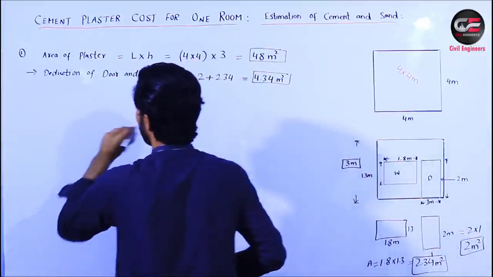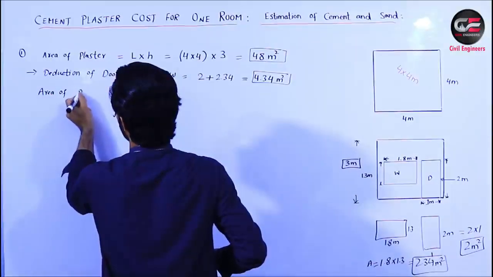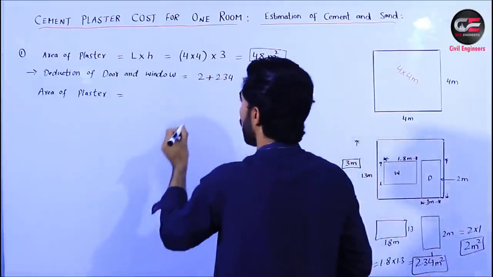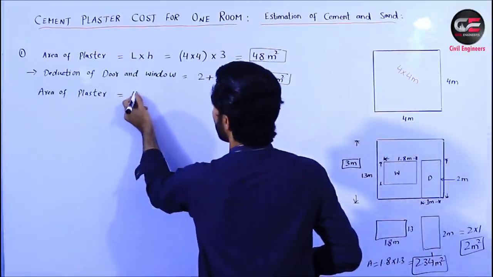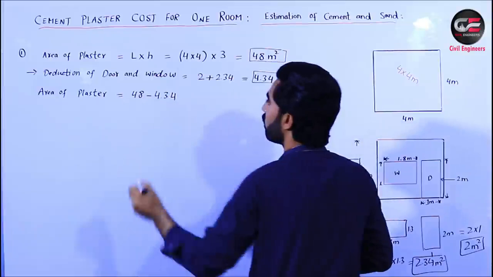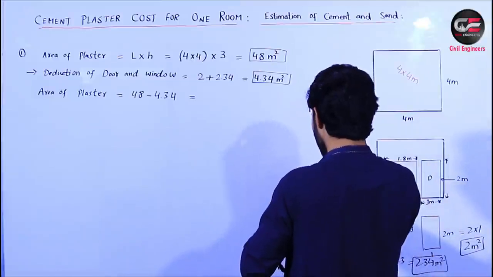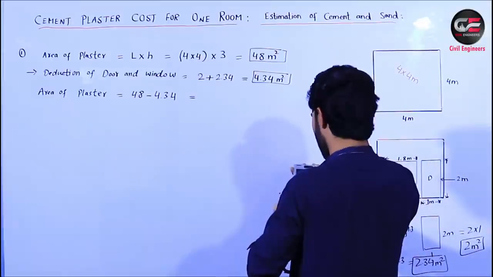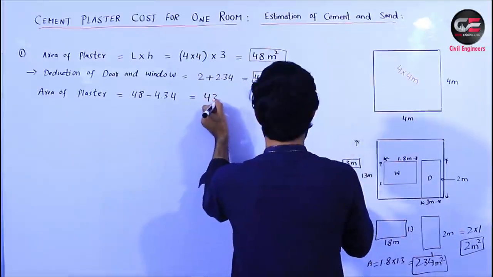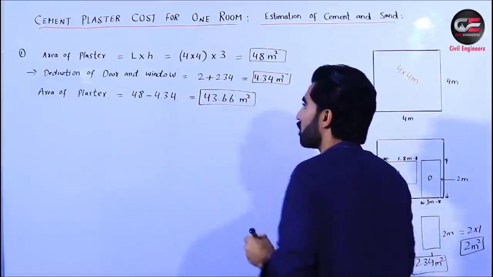So now, the area of plaster. The exact area of plaster becomes 48 meter square subtract 4.34. So 48 subtract 4.34 is equal to 43.66 meter square, which is the exact area of plaster.